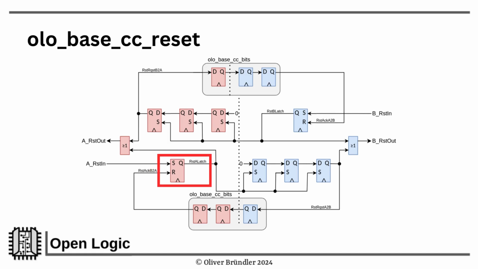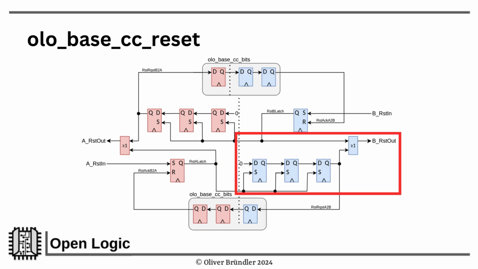First, the reset is latched on the source clock domain. The reset is then transferred to the destination clock domain using an ordinary reset synchronizer. The reset output is asserted asynchronously, so it can be used to reset outputs even if no clock is present. Removal of the reset is synchronous to stay in line with the synchronous reset concept of OpenLogic.